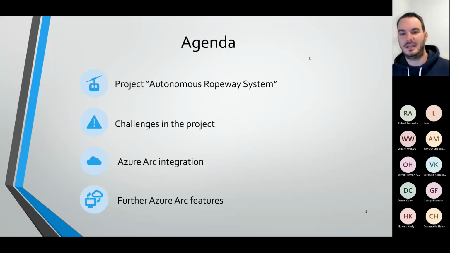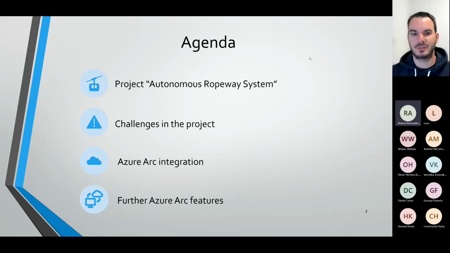So today I want to tell you something about a project I was working on last year. The project is called Autonomous Ropeway System. I just want to give you an introduction of the project, then what challenges we faced, and how we used various Azure services, especially Azure Arc, to solve these problems. And then I want to give you a bit more in-depth about the features of Azure Arc.